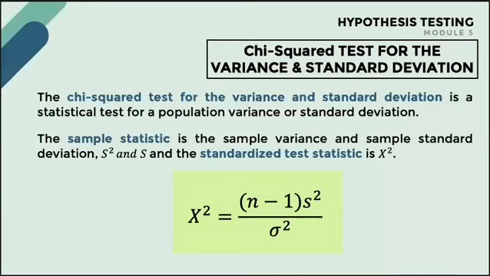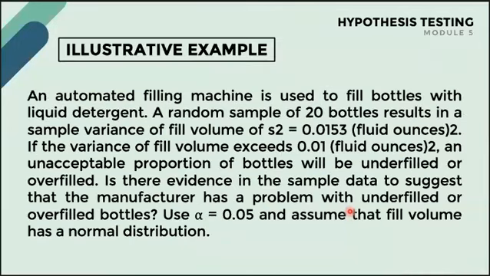So the sample statistic is the sample variance and the sample standard deviation, S squared and S. And the standardized statistic is chi-squared. So this is chi-squared equals n minus 1 times S squared over sigma squared. So that is the formula for the computed chi-squared. So we have here now an illustrative example for this case.